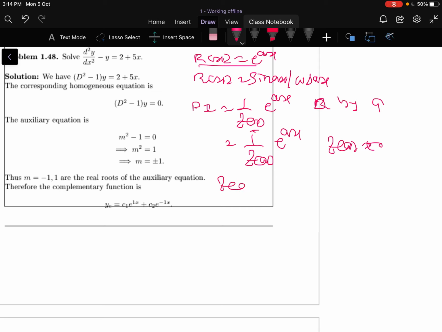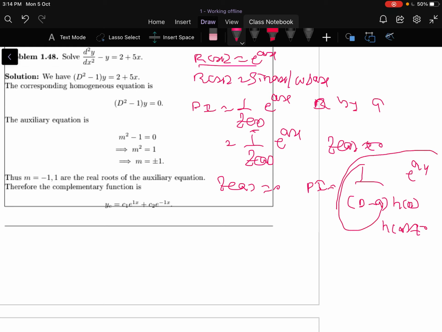Suppose if f of a is equal to 0, so PI can be written as 1 by D minus a into h of D e power ax. Now here h of a is not equal to 0, and for this, integration of 1 by D minus a of e power ax can be written as x by 1 factorial into 1 by h of a into e power ax.